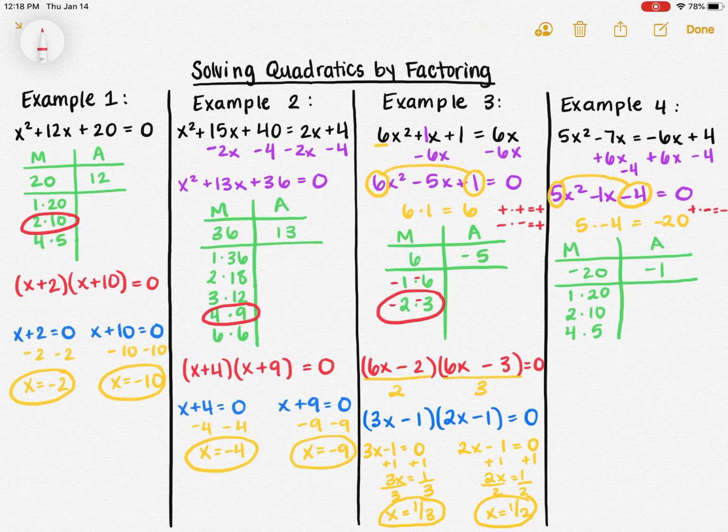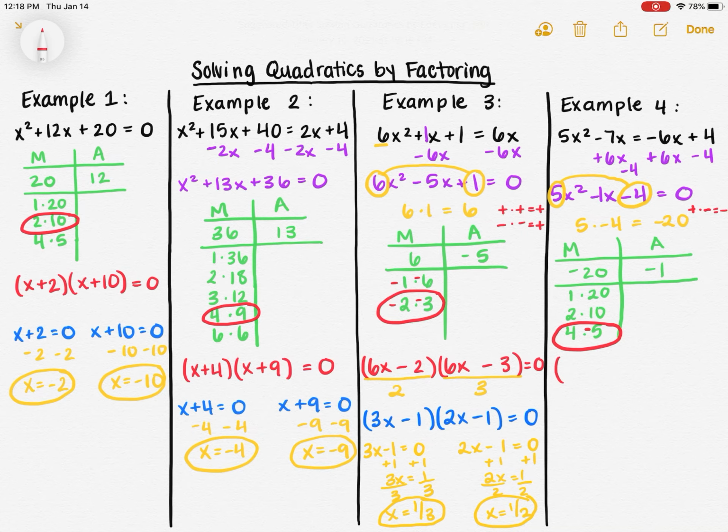So like 1 and 20 have a difference of 19, so that doesn't work. 2 and 10 have a difference of 8, so that doesn't work. 4 and 5 have a difference of 1, so that's what I pick. But now I need to figure out which is positive and which is negative. If I'm trying to add to negative 1, the bigger one needs to be negative. So 5 is going to be negative and 4 is going to be positive. Negative 5 plus 4 does give me negative 1.